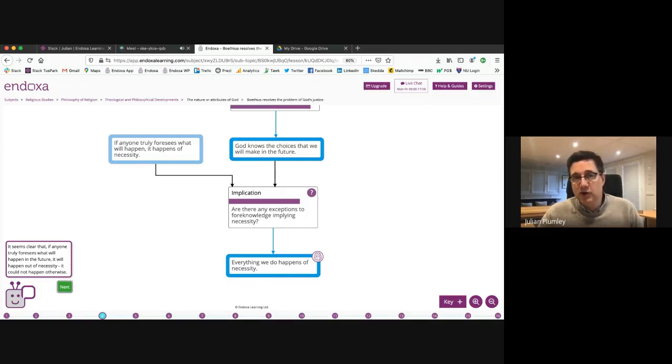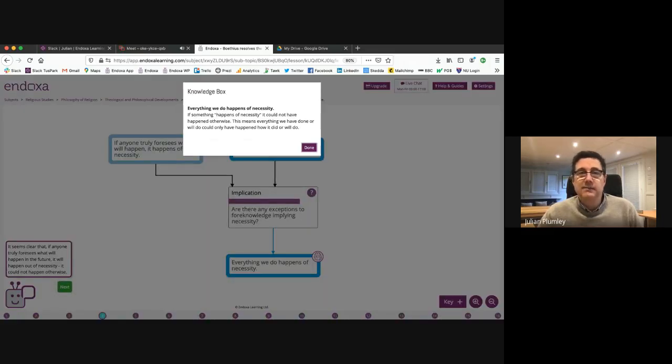So God knows what we'll do in the future. And so this is a clear implication argument. It's an if-then argument. That means that everything we do happens of necessity. I'll just click on the box there, and we've just got a little bit of further explanation. If something happens of necessity, it could not have happened otherwise. This means everything we have done or will do could only have happened how it did or will do.